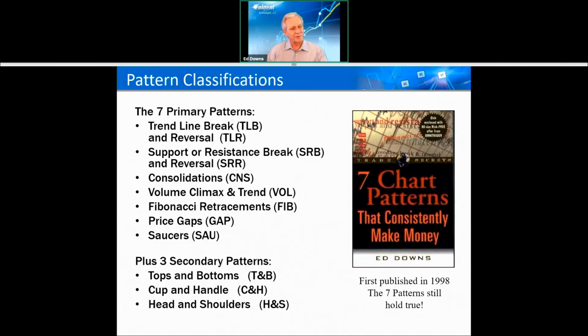What are they? The 7 primary patterns are trend lines, breaks and reversals; support, resistance, breaks and reversals; consolidations; volume climax and trend, which is the same pattern; Fibonacci retracements; price gaps; and saucers. Now, the ones after that, the secondary patterns, are derivatives of the other ones. Tops and bottoms are really support and resistance. Cup and handle is really a saucer followed by a consolidation, and head and shoulders is really a trend line with a lower high. So those 7 are really all you need to know, and you can trade very, very well with them.